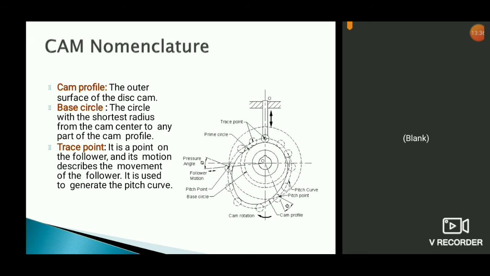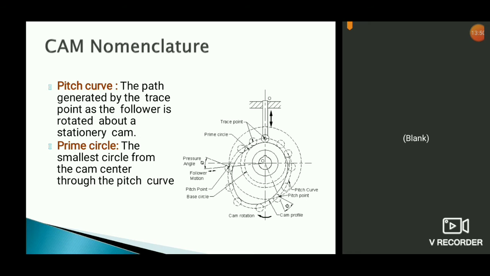Now when I am explaining, you might feel some difficulty, but when we draw a lot of problems, that time it will become more clear for you regarding all the basic concepts. So just keep in your mind the important nomenclature terms.